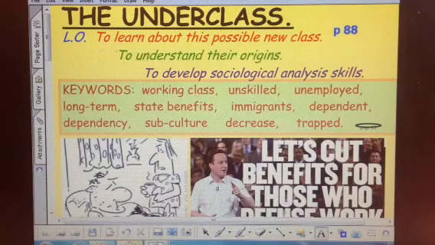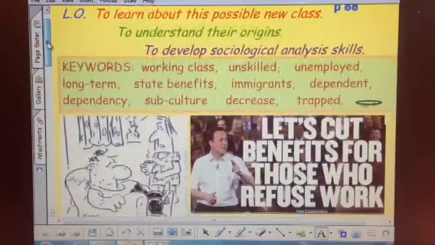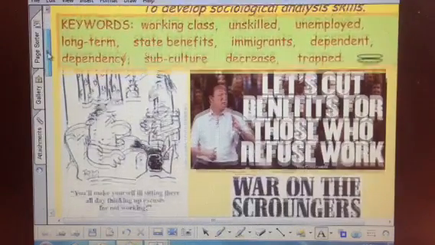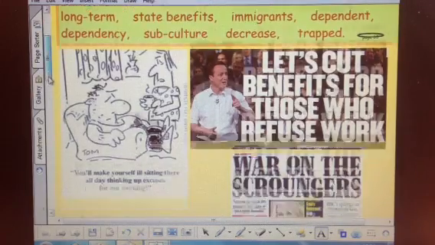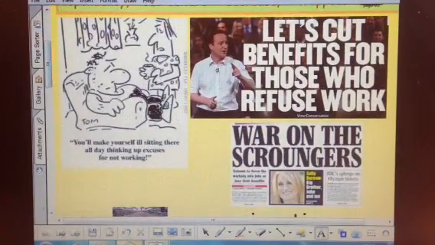Okay, so this underclass business, it's one of those phrases that's escaped from sociology into the real world. Lots of people use it and know about it. I could have given you umpteen cartoons about lazy people, political slogans about benefits, headlines from newspapers about scroungers.